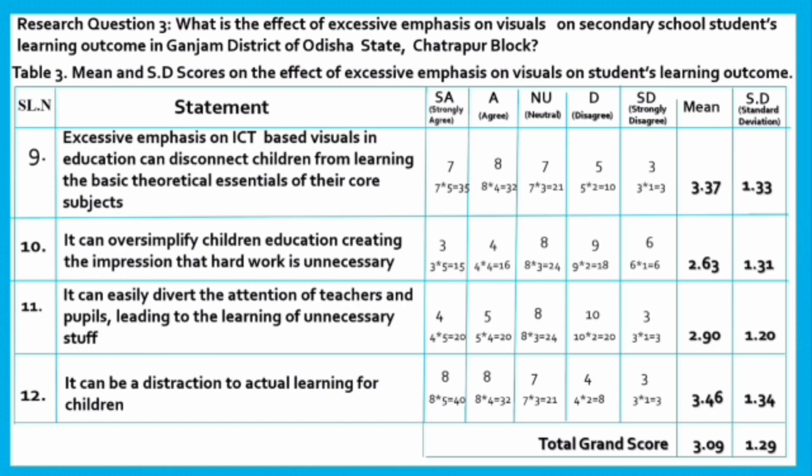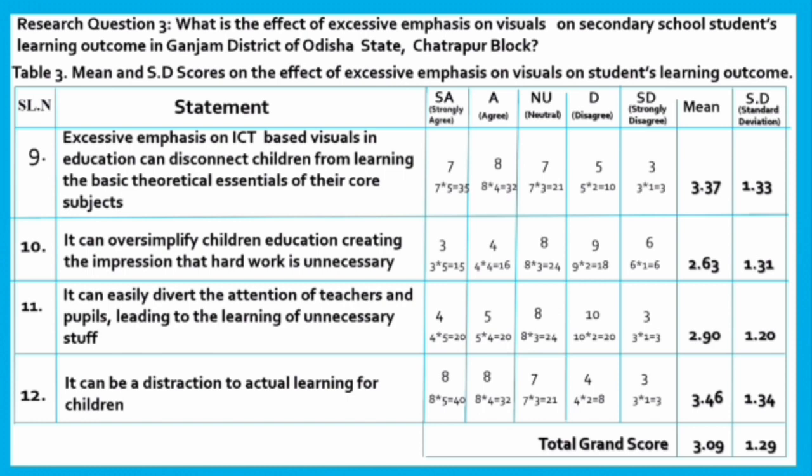Here, in this statement, the mean score is 3.37 and the standard deviation score is 1.33. The other statement, statement number 10, it can oversimplify children's education, creating the impression that hard work is unnecessary. The mean score is 2.63 and the standard deviation score is 1.31. The statement number 11, that is, it can easily divert the attention of teachers and pupils, leading to learning unnecessary stuff. The mean score of the statement is 2.90 and the standard deviation score is 1.20.